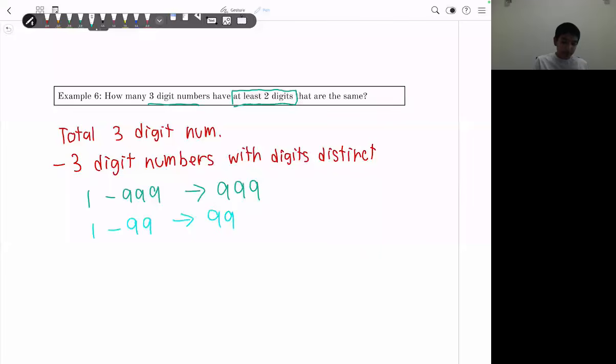So we want the number of three-digit numbers. So we subtract this off. And then we do this and we get that there are 900 three-digit numbers. And the three-digit numbers are from 100 to 999.